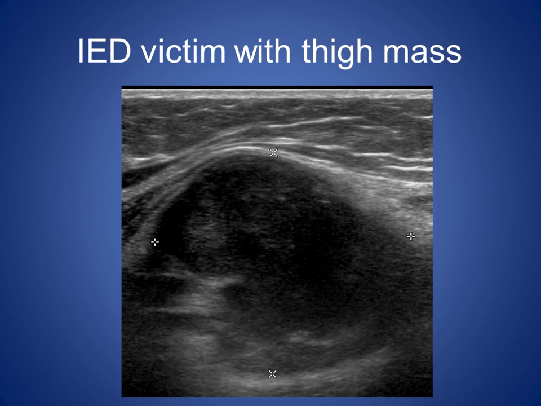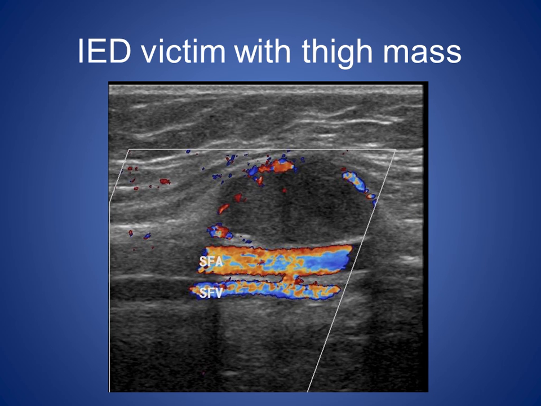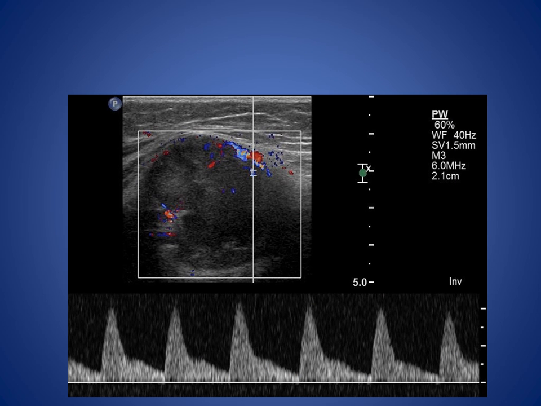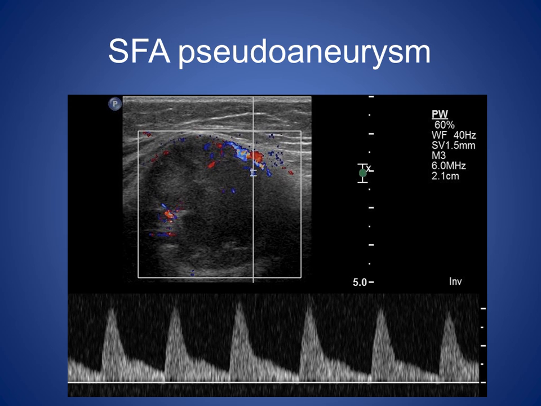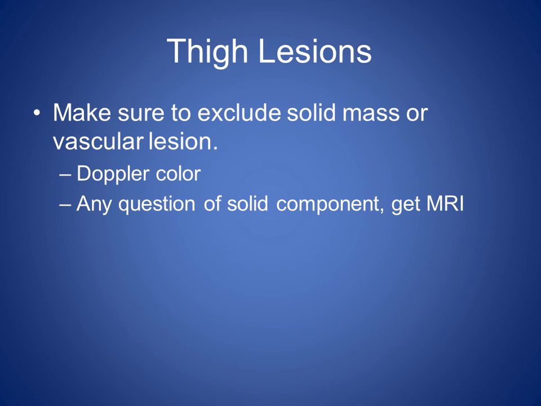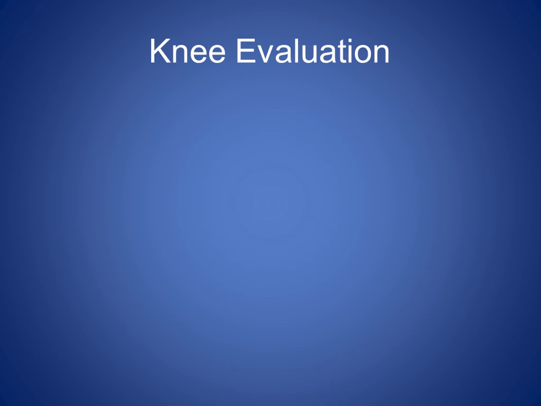So here's a patient, an IED victim. He has a thigh mass, and you see his hypoechoic mass, and then you put color on, and you see this peripheral flow, and it's adjacent to the superficial femoral vessels. And of course, it's got these arterial waveforms. It's a typical appearance of an SFA pseudoaneurysm. So again, in all these cases, you want to make sure you use color. I think that's been talked about extensively in this course. Just to remind you again, use the color. And if there's any question of a solid component, you've got to go to an MRI.